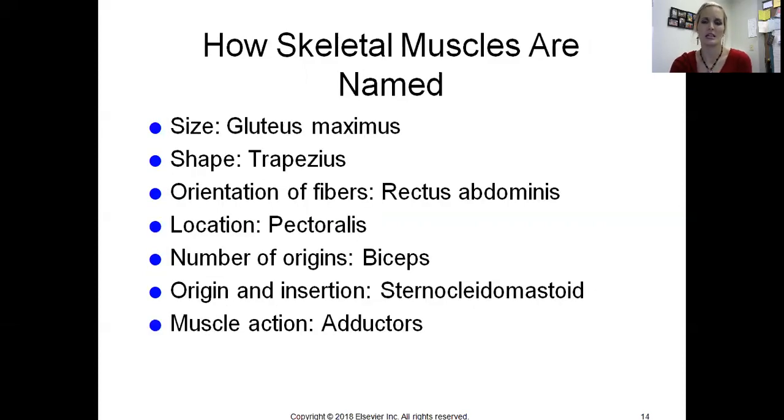Okay. So that's the extent that I want you guys to be familiar with in our muscular chapter.